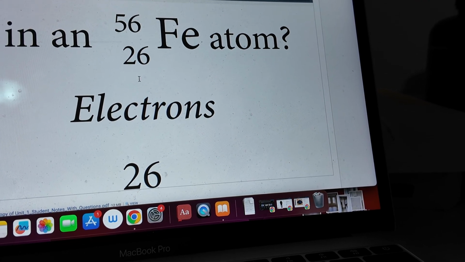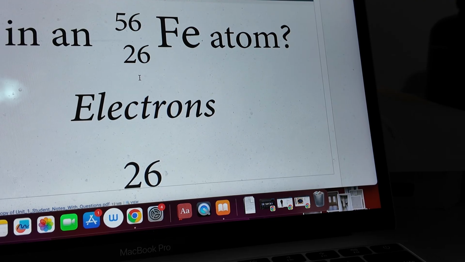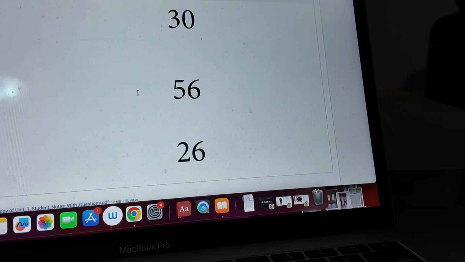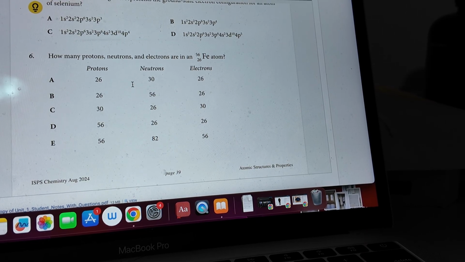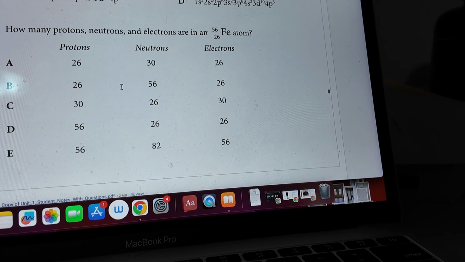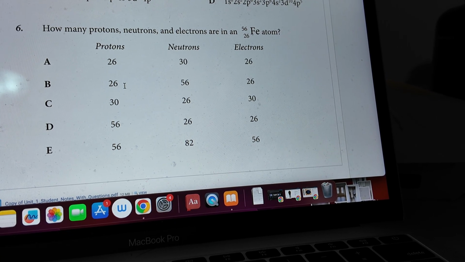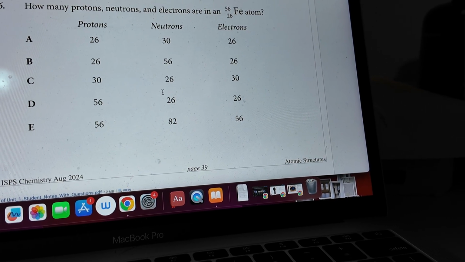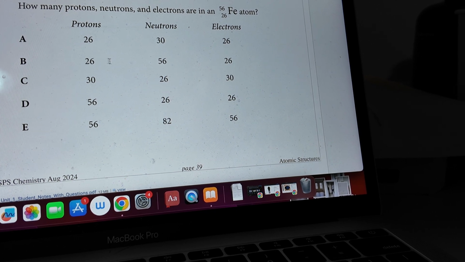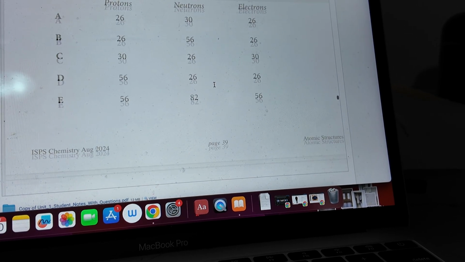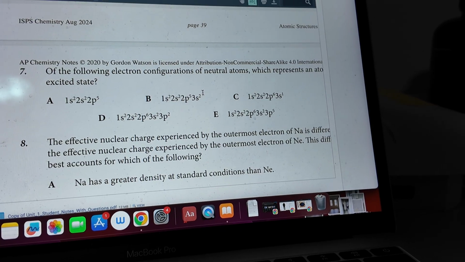And then the electrons are just the same because they didn't give you a charge here, did they? No, they didn't give you a charge here. If I can get this to work. They did not give you a charge here. And so you are just assuming that it is a neutral atom. And if it's a neutral atom, the protons equal the electrons. Long story short, 26 protons, 26 electrons. And then we subtracted to find the neutrons. Okay, moving on.